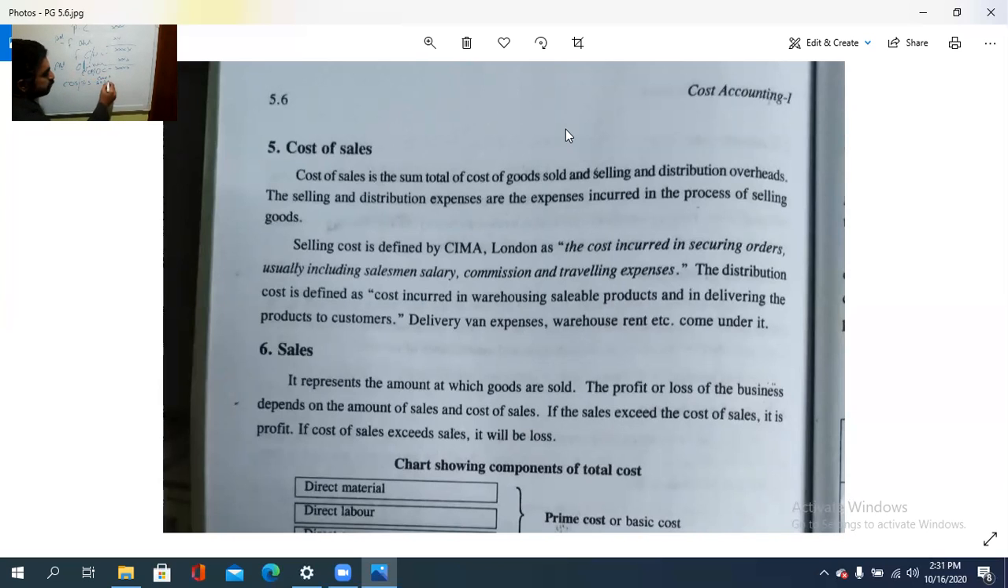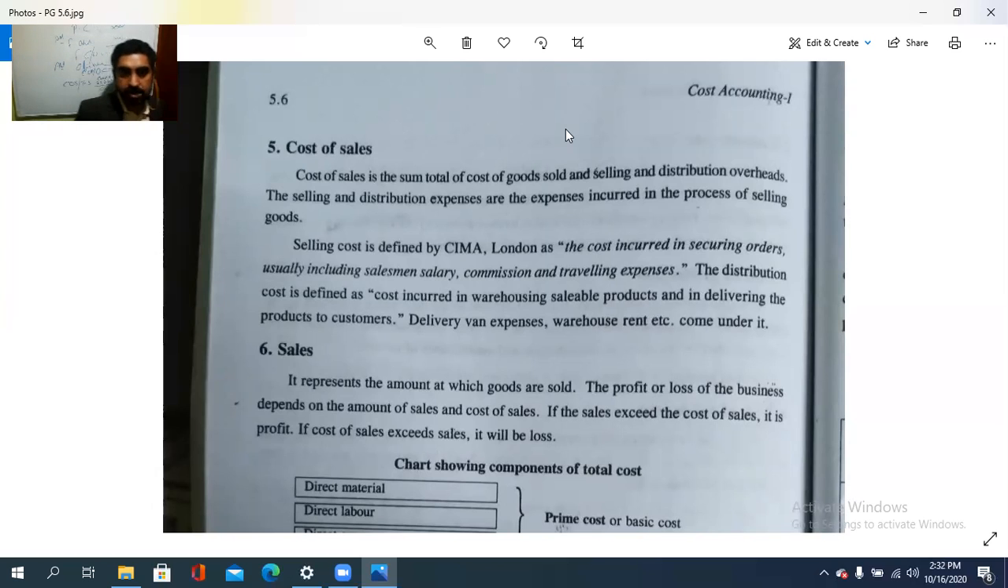Selling and distribution overheads. So that is COS. If there are expenses for selling and distributing the goods kept for sale, that is called selling and distribution expenses. We need to add it with the COGS. With that we will get the COS. So cost of sales is the sum total of the cost of goods sold and selling and distribution overhead.